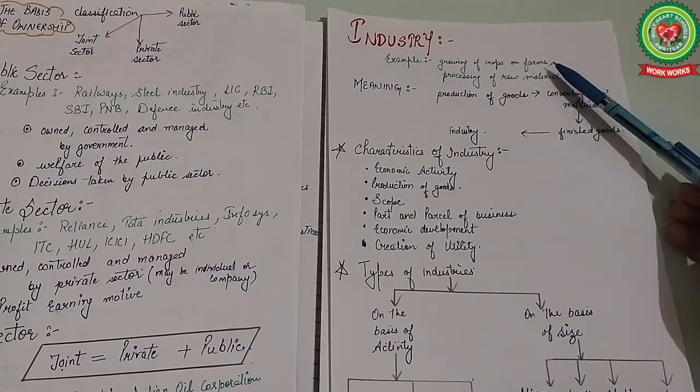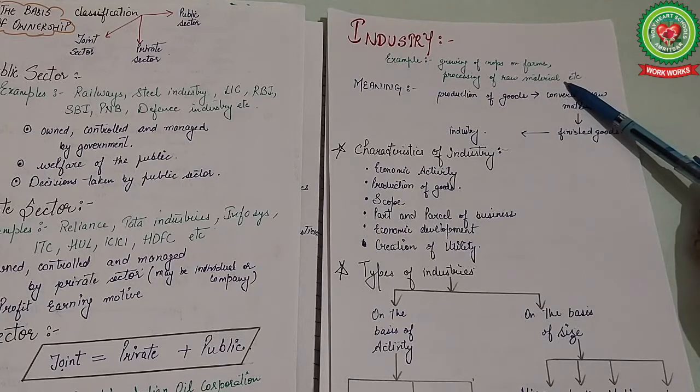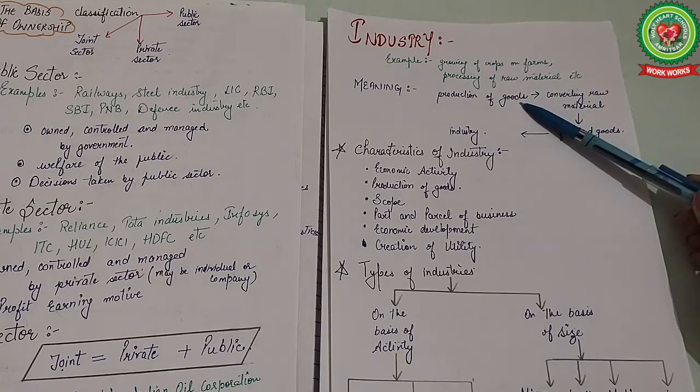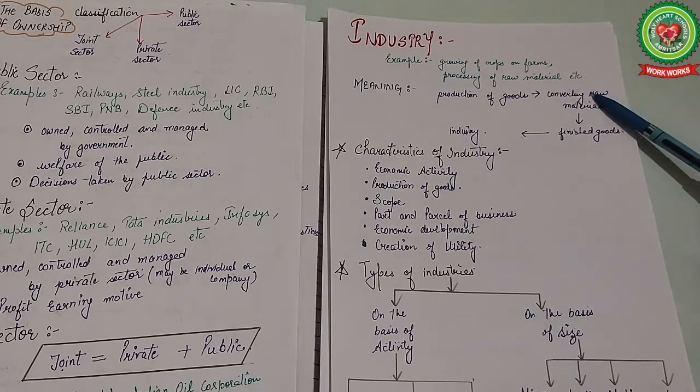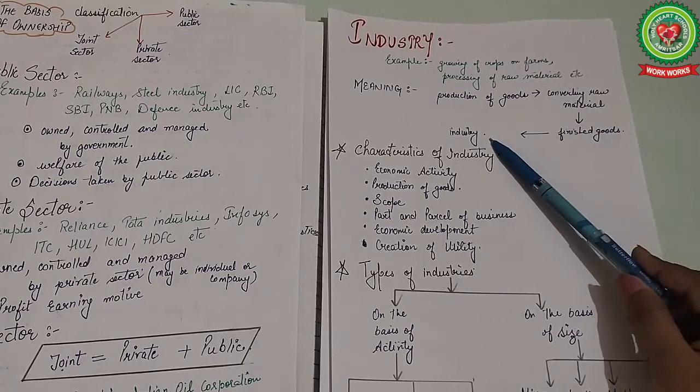For example, growing crops on farms, processing raw material in factories, and manufacturing products in factories. What are these? These are examples of industry, as is extracting minerals from mines and getting coal from them. This is a type of industry where work is done. So simply, industry means the production of goods and services, converting raw material into finished goods. And this term is used as industry.